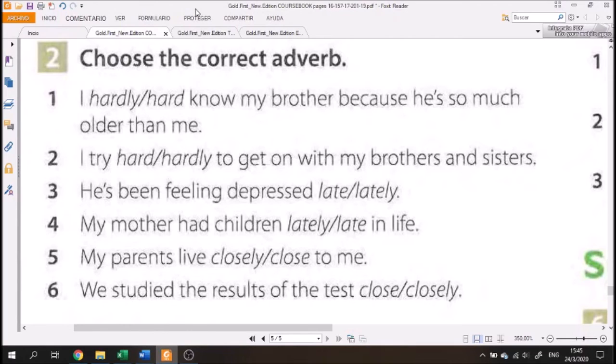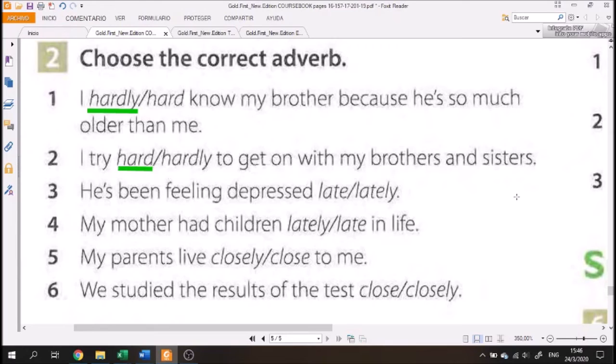I hardly know my brother, or I hard know my brother, because he's so much older than me. I hardly, meaning I don't know him very much. I try hard to get on with my brothers, or I try heartily to get on with my brothers and sisters. Tell me, too hard or too hardly? Tell me in the chat. I try hard, with a lot of difficulty, with a lot of effort.